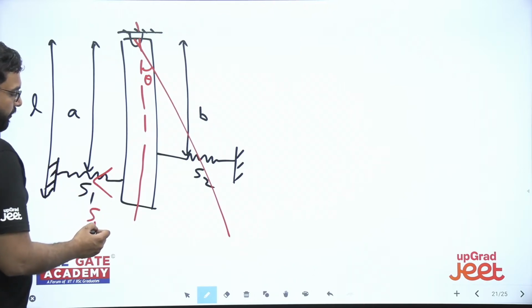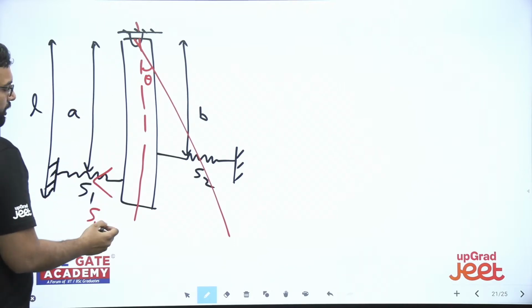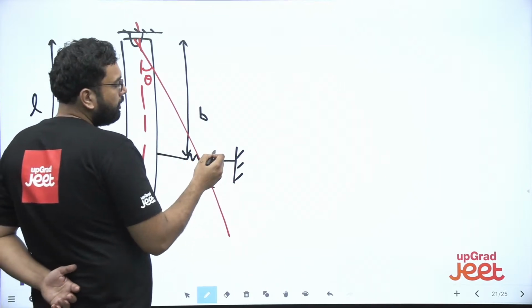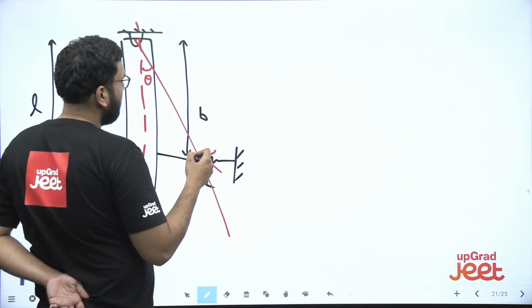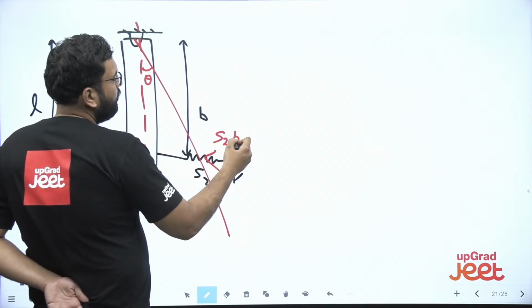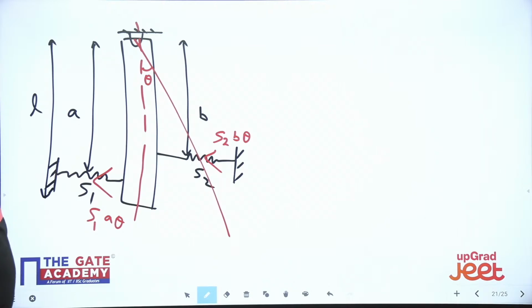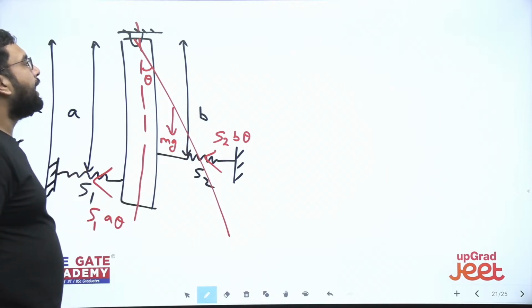It will be the stiffness of the spring times the displacement of this spring. So this is A, and this spring will displace by A theta. Similarly, this one is getting compressed, so the force will be opposite to the direction of the displacement. So this is going to be S2 into B theta. And this is your mg, your weight, which is acting at the center.